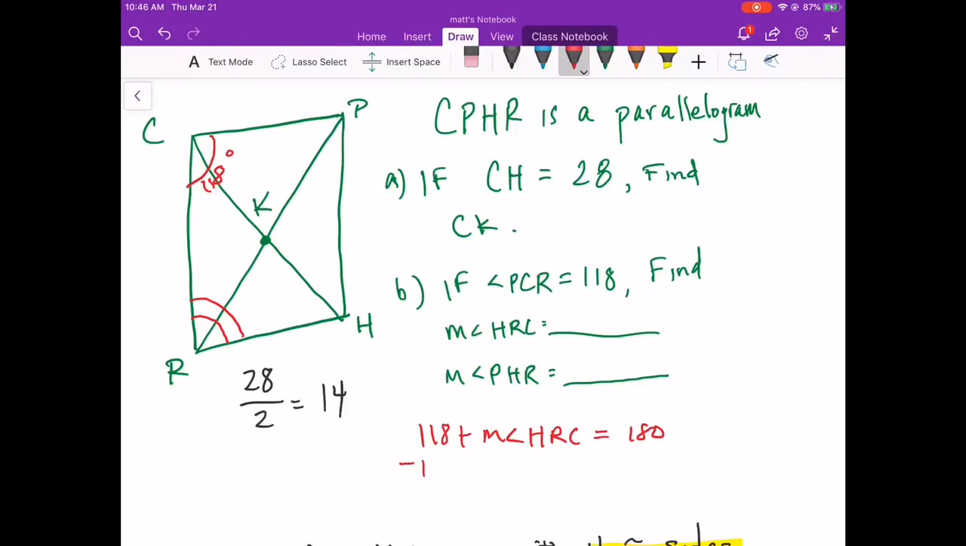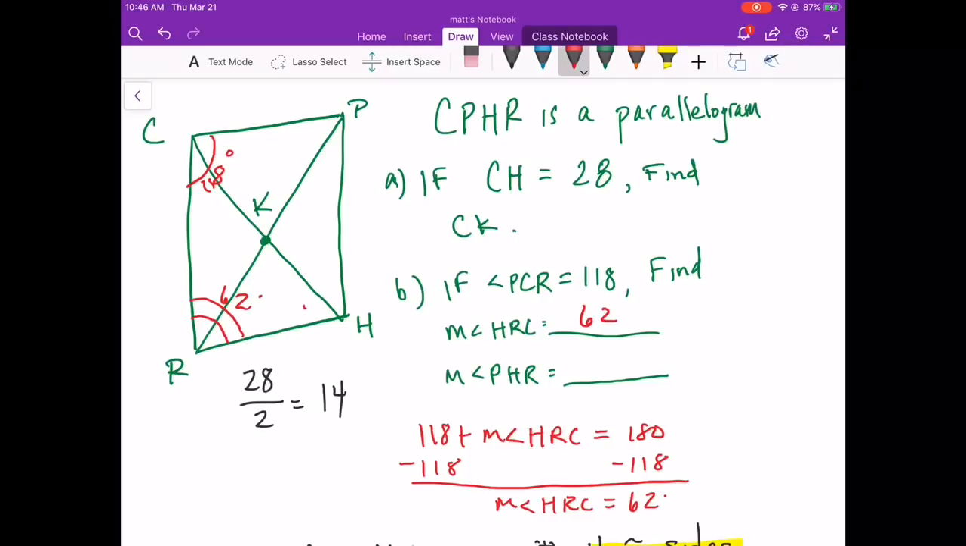Some of you already started to do this subtraction in your head. 180 minus 118 tells me the measure of angle HRC, which should be 62 degrees. So this total angle here is 62 because, again, consecutive angles are supplementary. Then remember that opposite angles are the same. So this angle across should be 118 degrees, and this angle across from 62 should be 62 degrees, because opposite angles in a parallelogram are congruent.